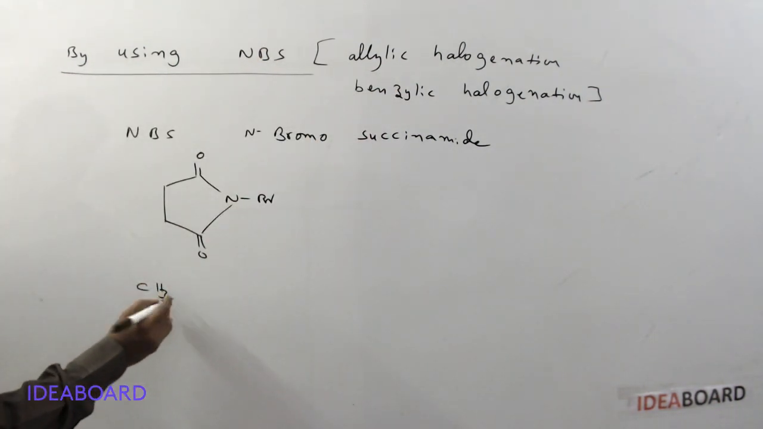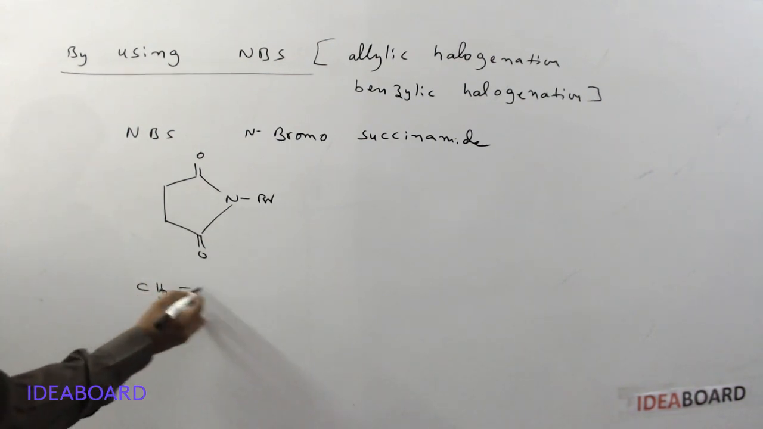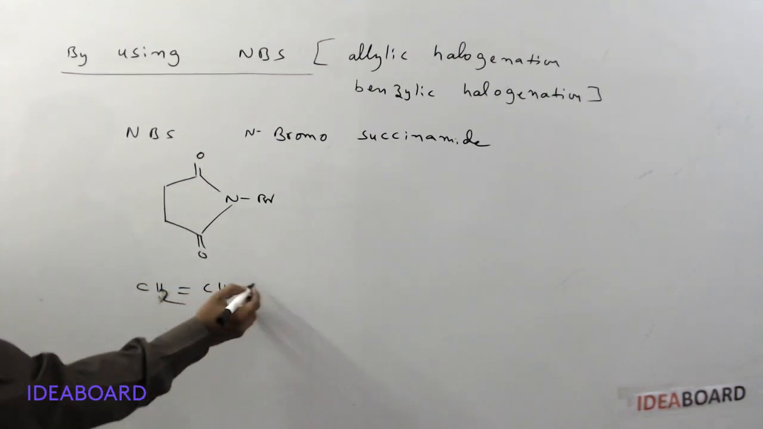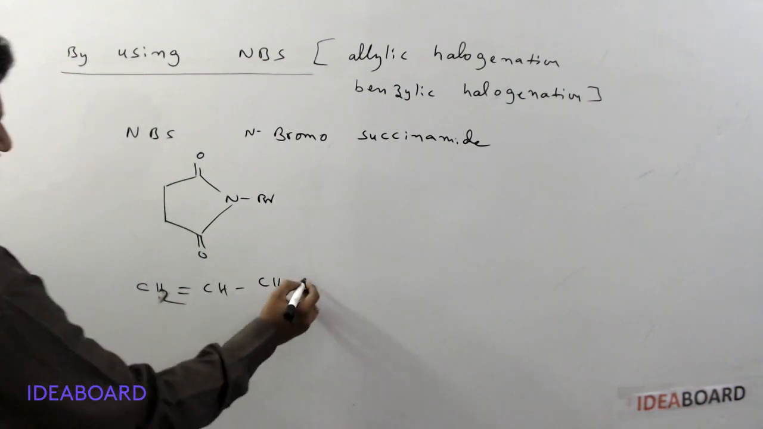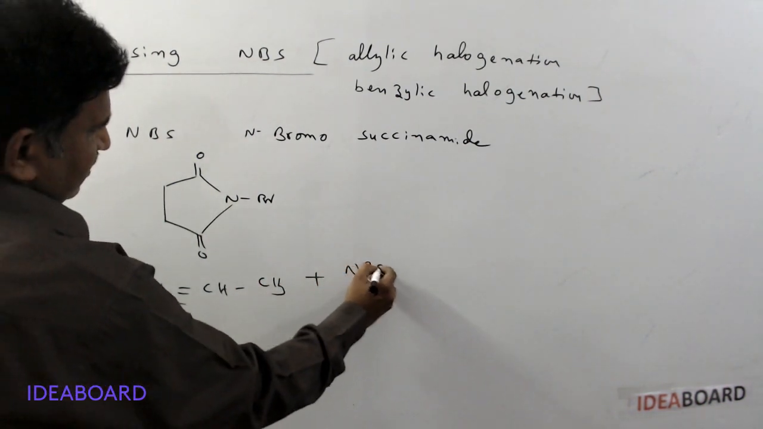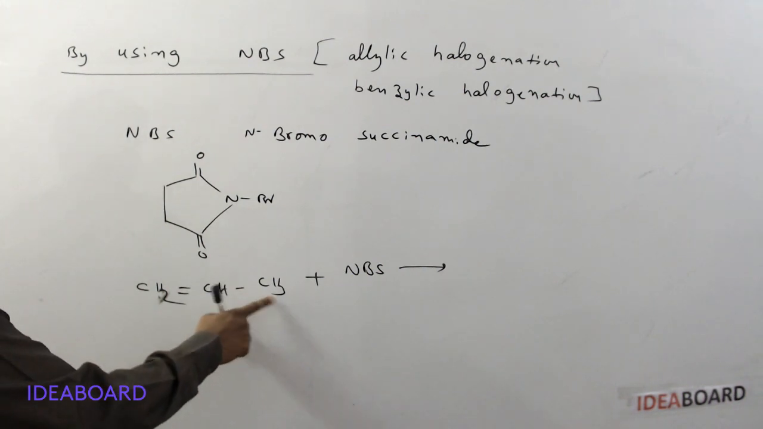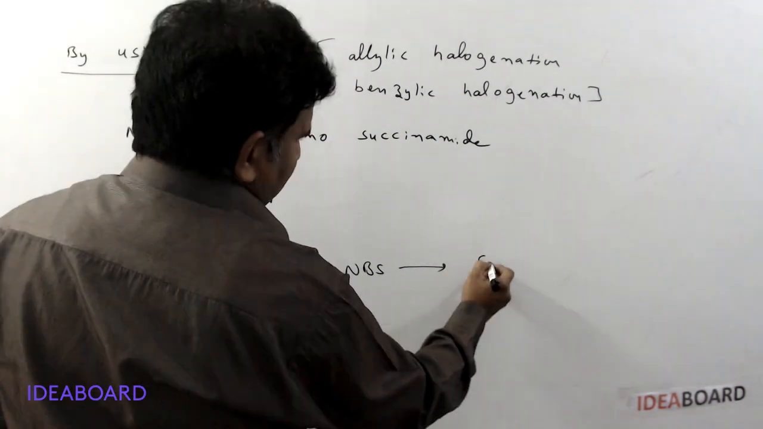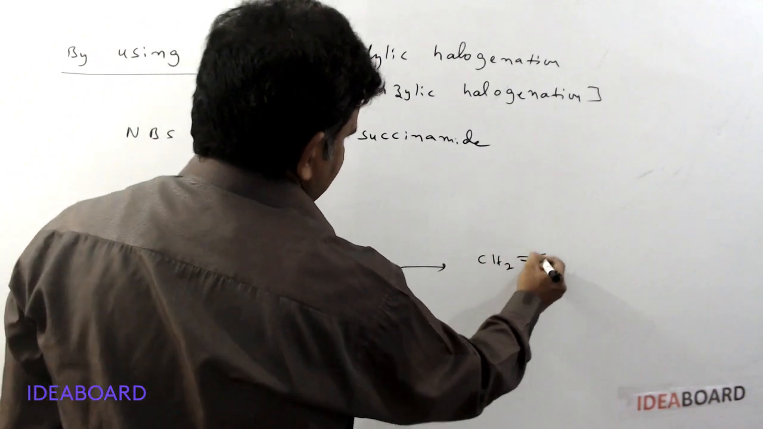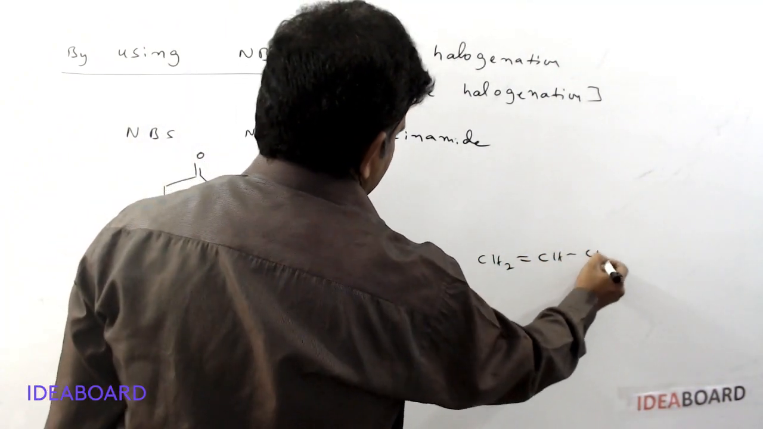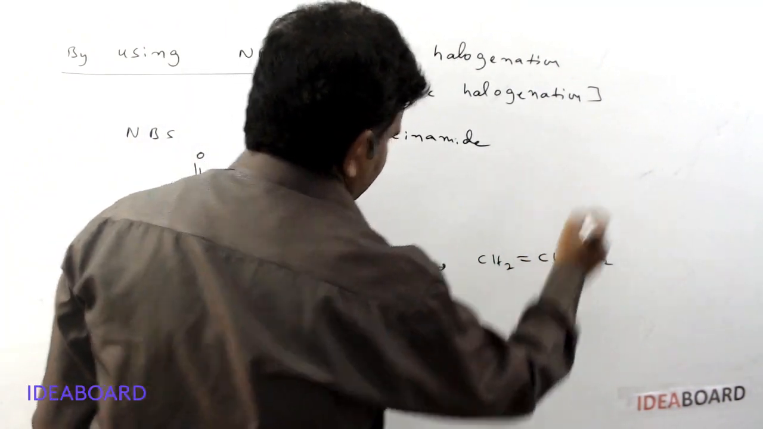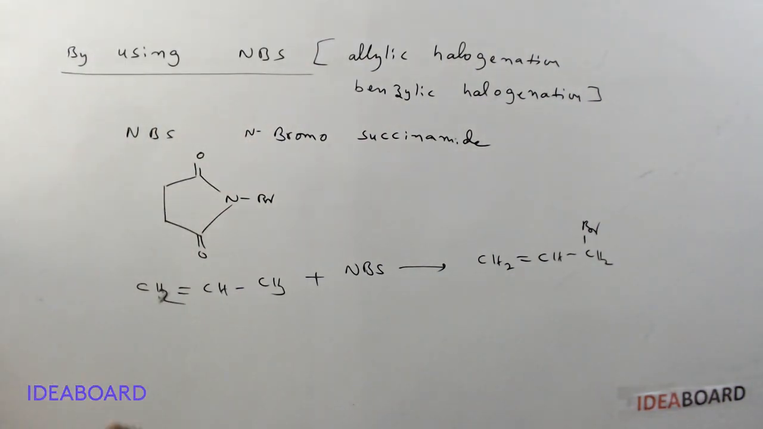Suppose if you are having CH2 double bond CH and CH3 plus NBS, then here this is called as allylic carbon and allylic hydrogen. Then in the presence of NBS, it gives CH2=CH-CH2Br. Allyl bromide is formed.